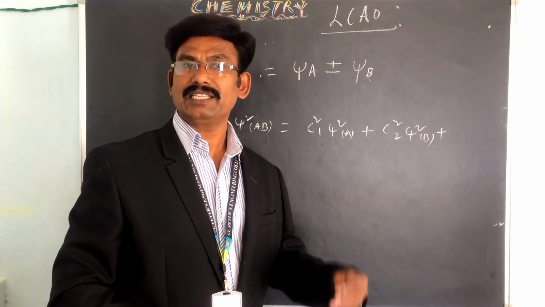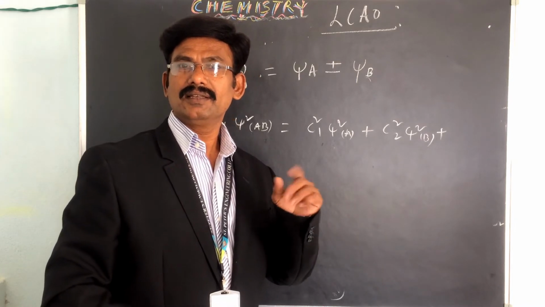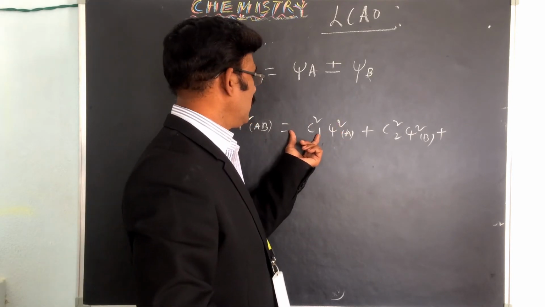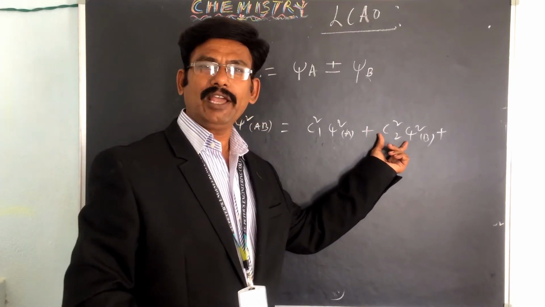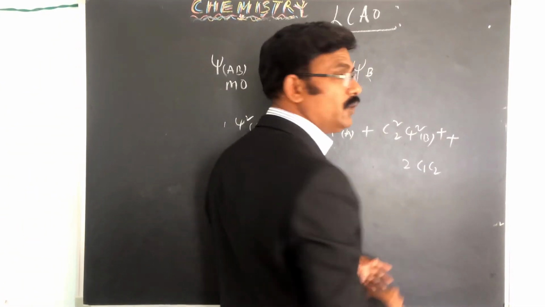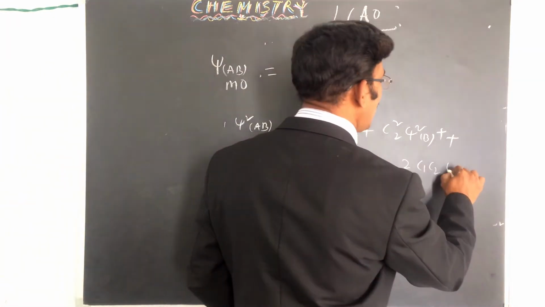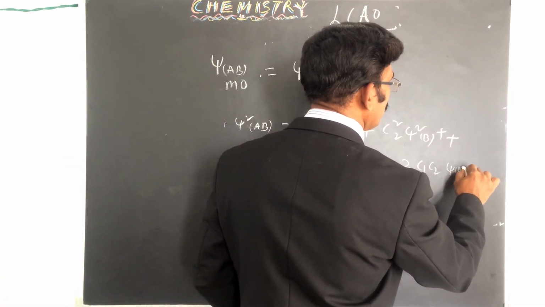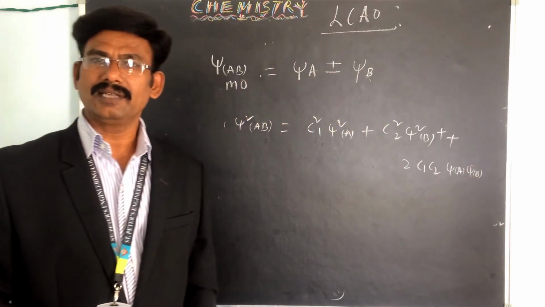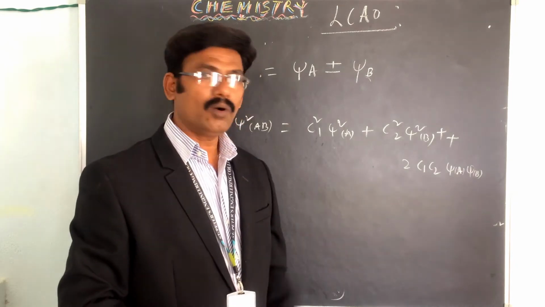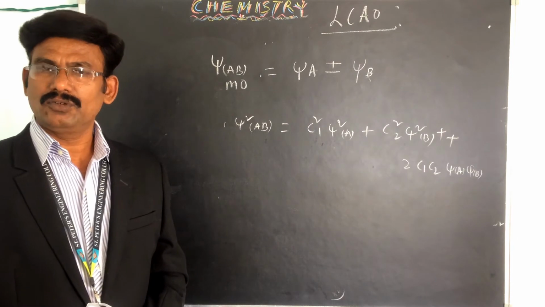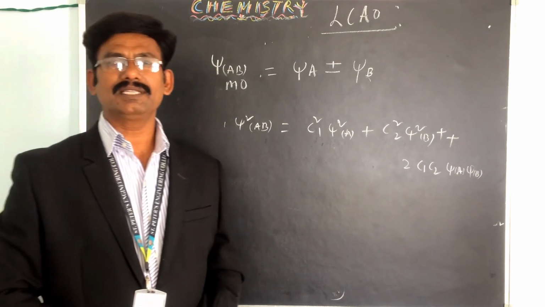A plus B whole square is A square plus B square plus 2AB. You know this from 7th class. A square, B square, and 2AB means plus 2 C1 C2 psi A psi B. That is 2AB. So this is one equation, and you must remember it.